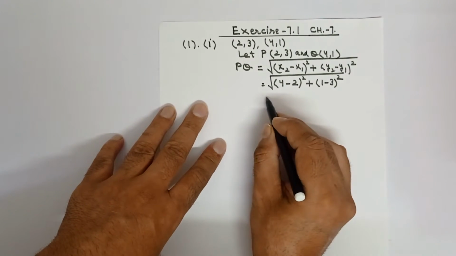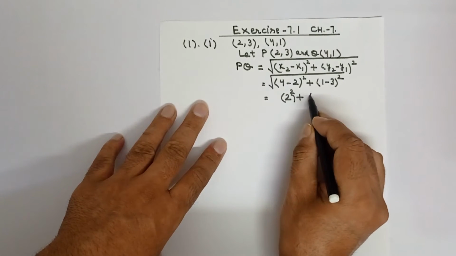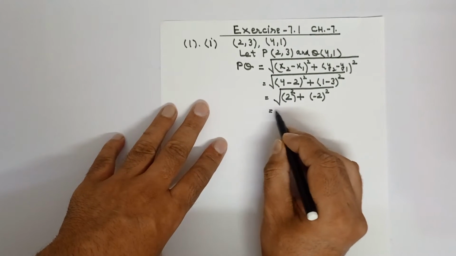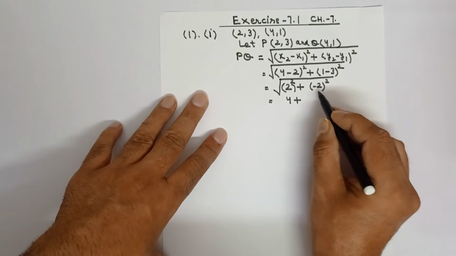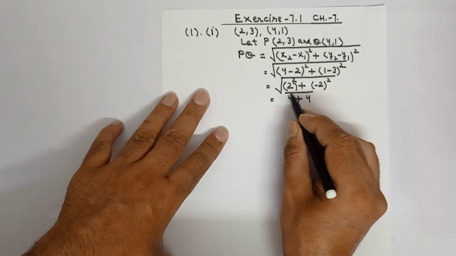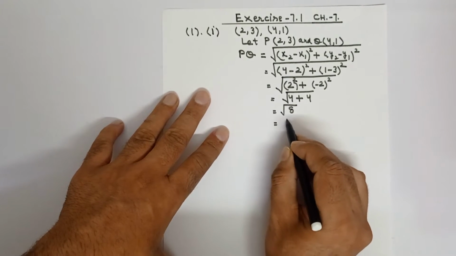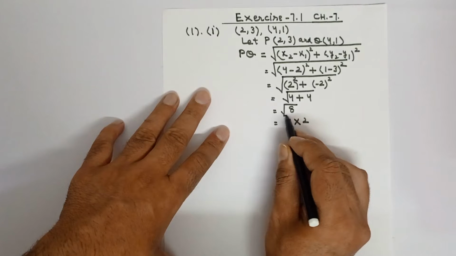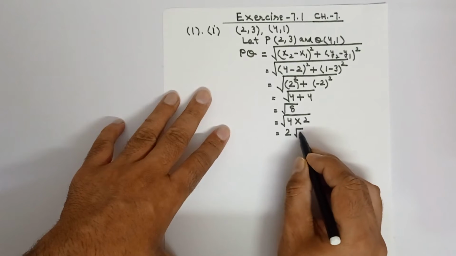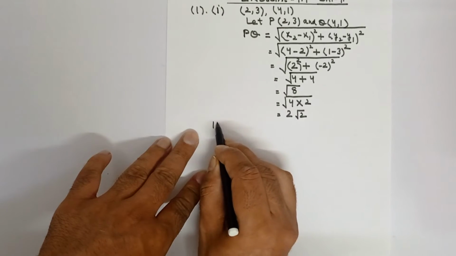under root. 4 minus 2 is 2. So 2 square plus 1 minus 3 is minus 2. So 2 square is what? 4. And minus 2 square, again you can see the power of minus is what? Even number. So it will give a positive result. 2 2s are 4. And 4 plus 4 is what? 8. 8 can be written as 4 into 2. Square root of 4 is 2. And this 2 will remain inside the under root sign. 2 under root 2.